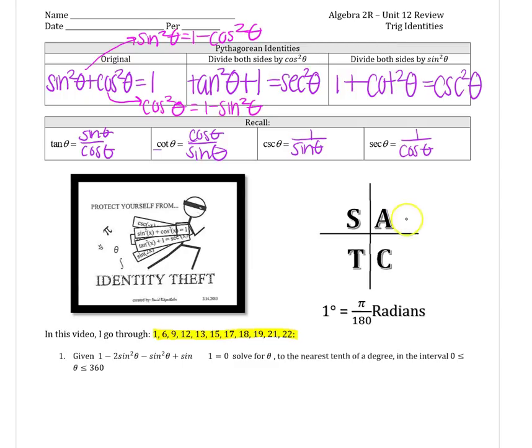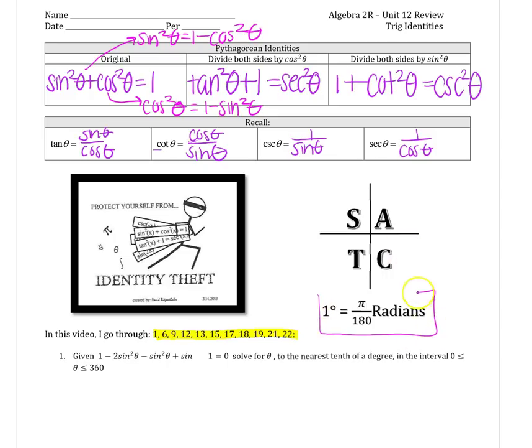Other things to know. Make sure you remember your ASTC chart. All students take classes. All your trig functions are positive in the first quadrant. Only sine is positive in the second quadrant. Only tangent in the third. And only cosine is positive in the fourth.